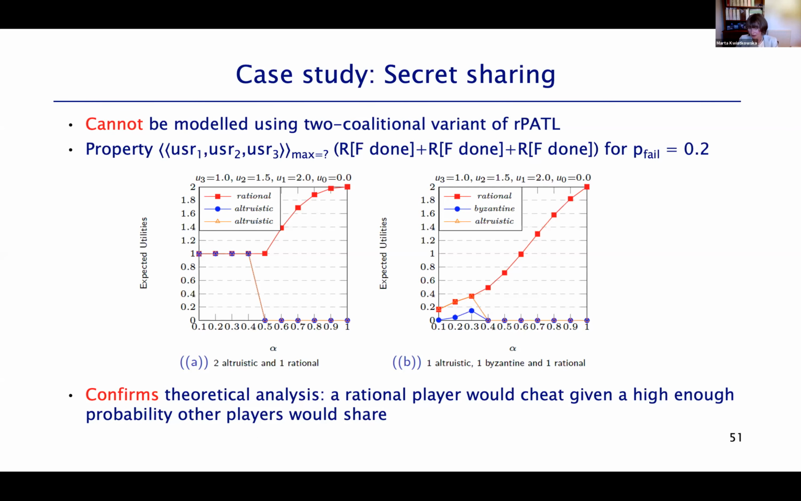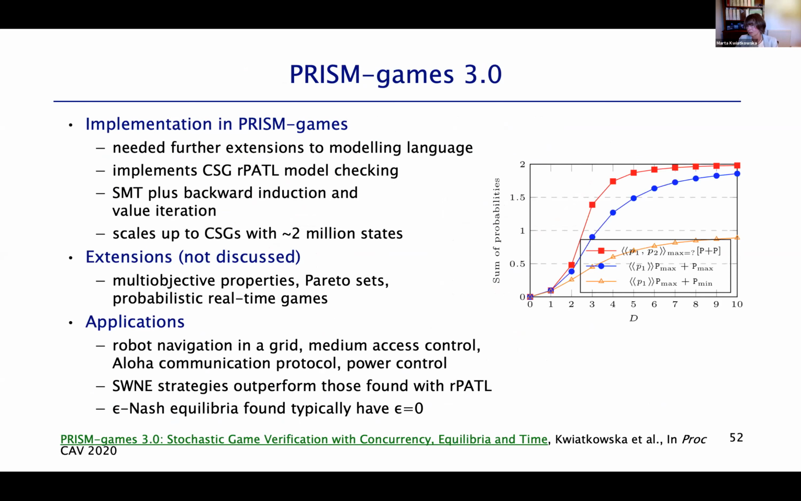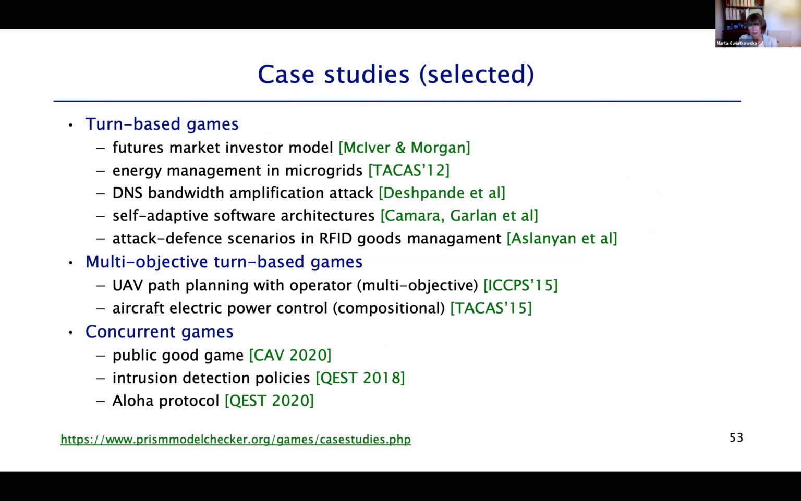So if you are interested, PRISM-games has recently been released for concurrent stochastic games, and there are also quite a few case studies, not just concurrent, but also the older turn-based games, and of course for equilibria properties as well.